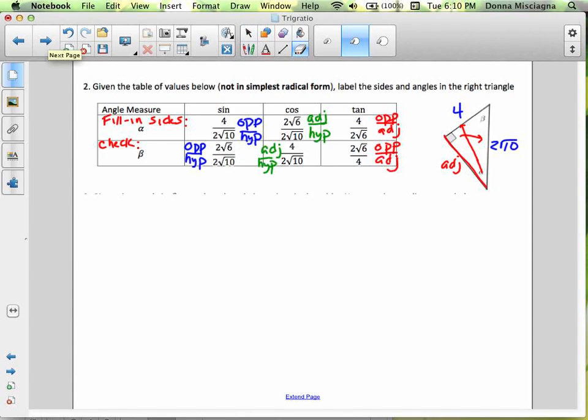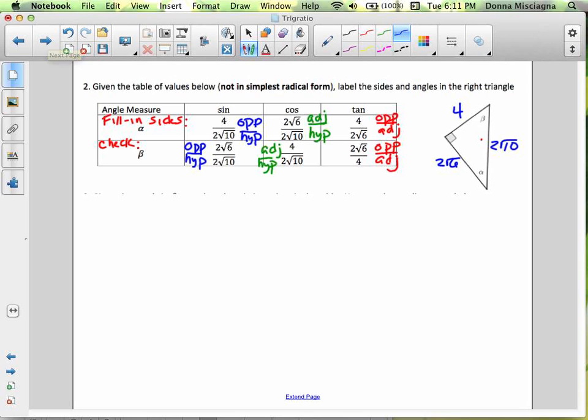Cosine is adjacent over hypotenuse. All right, so let's replace that adjacent side. All right, so opposite over adjacent. That means the adjacent side in the denominator for tangent must be 2 square roots of 6. Now, let's check and see if that works with cosine, because we only did part of cosine.